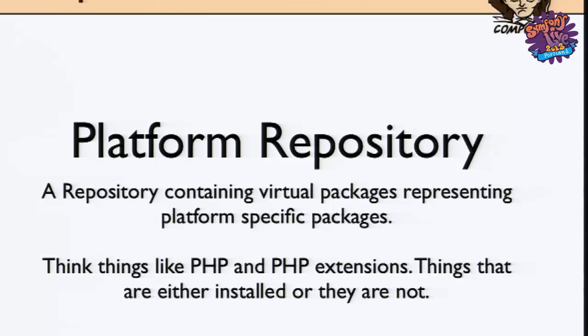There's also the platform repository. It contains a bunch of virtual packages. These are programmatically created by Composer itself. They represent things that are immutable. They're fixed. They can't be changed. Think things like PHP version. That's not going to change at runtime. That does not change depending on any external factor. PHP is running at the version it's running at.